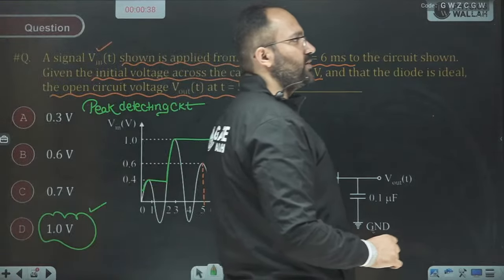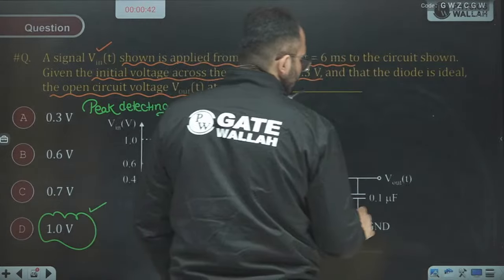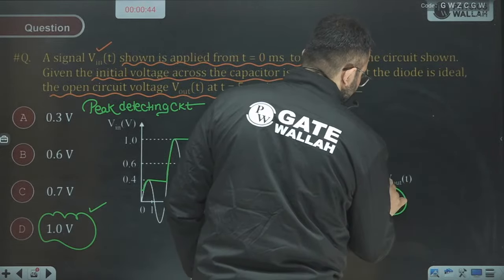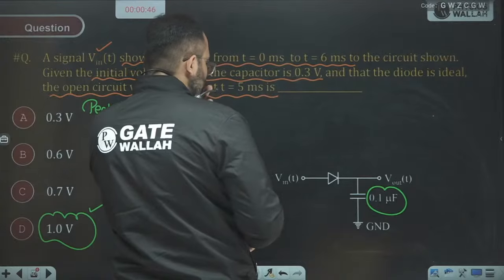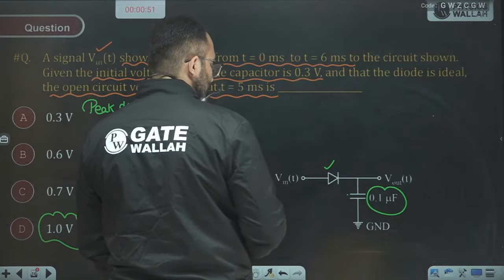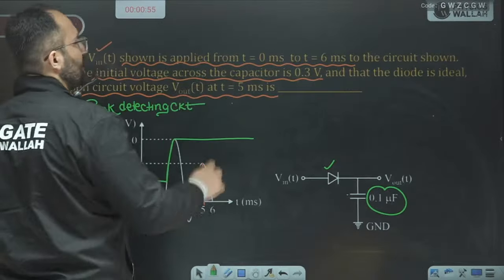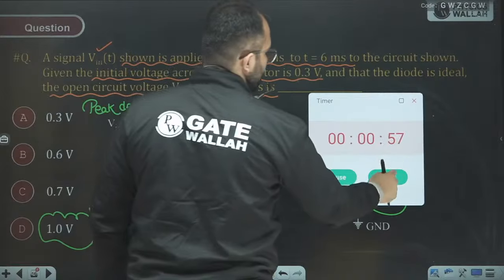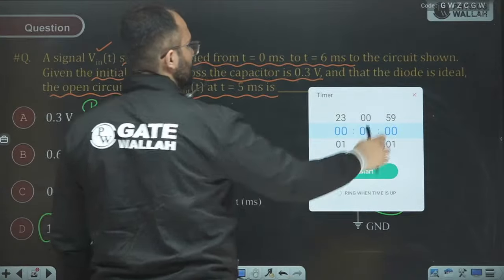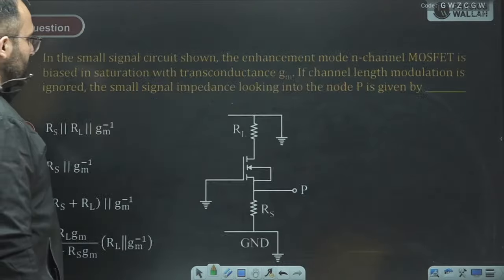Why are others not able to do it? A very simple question. Even if the capacitor value is given, there is no point in using it, because when the diode is on, the capacitor will charge instantaneously. When the diode is off, the capacitor voltage will remain fixed. Right? All of you are able to do it? Okay, next.